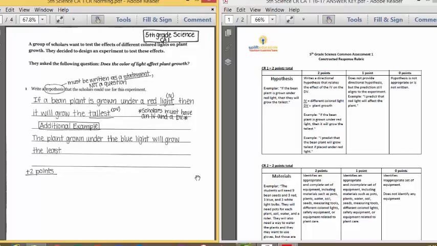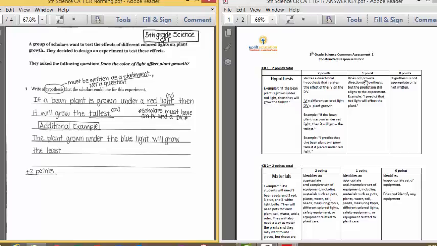Either way, scholars should give a directional hypothesis that tells exactly what would help the plant grow the tallest or the least, and they should also relate it to an independent variable and a dependent variable. As you can see here, I've noted what the independent and dependent variable is. So the red light is the independent variable, and how fast the plant grows is the dependent variable. You can see on the rubric on the right-hand side that would give scholars 2 points.